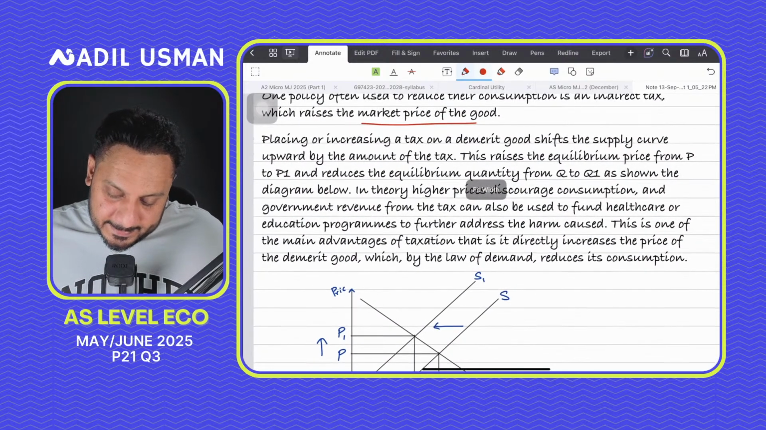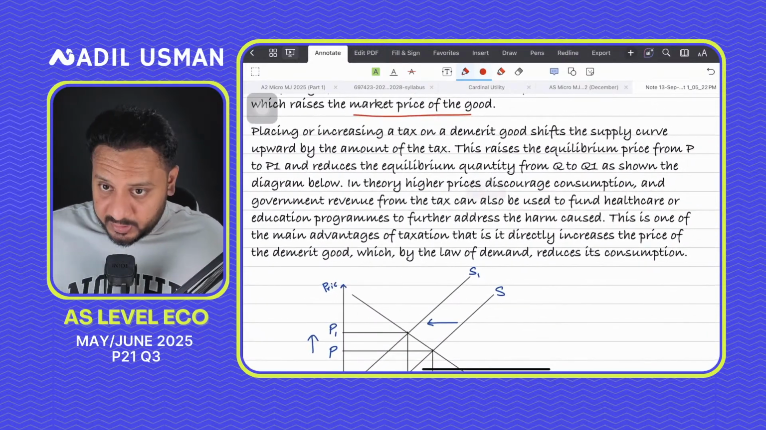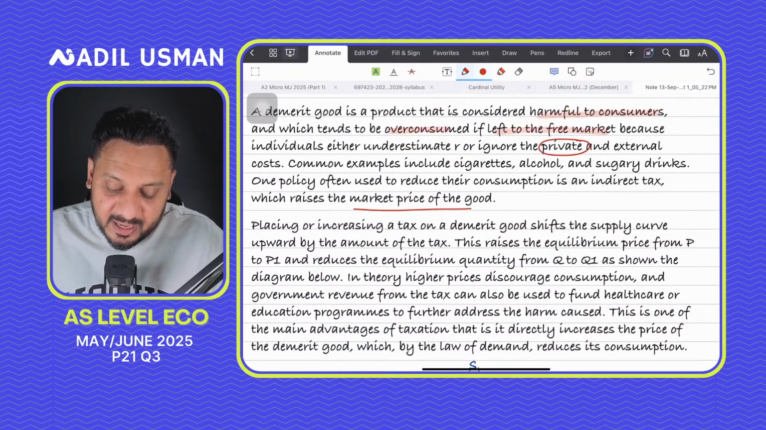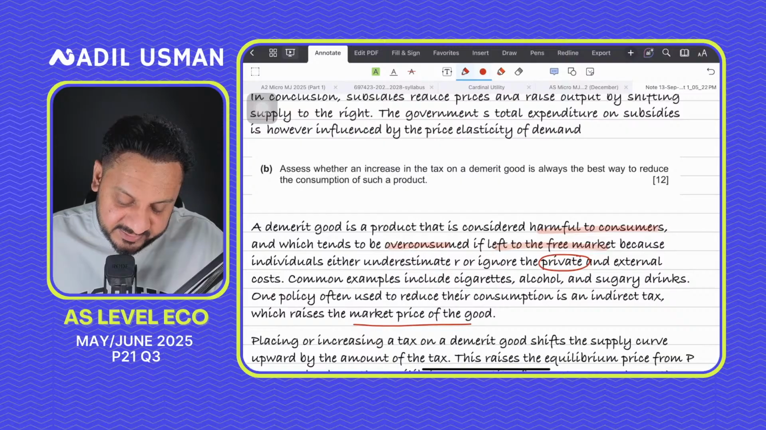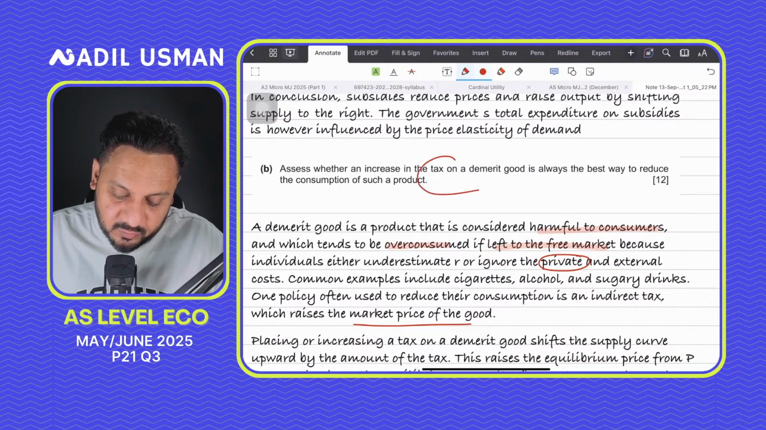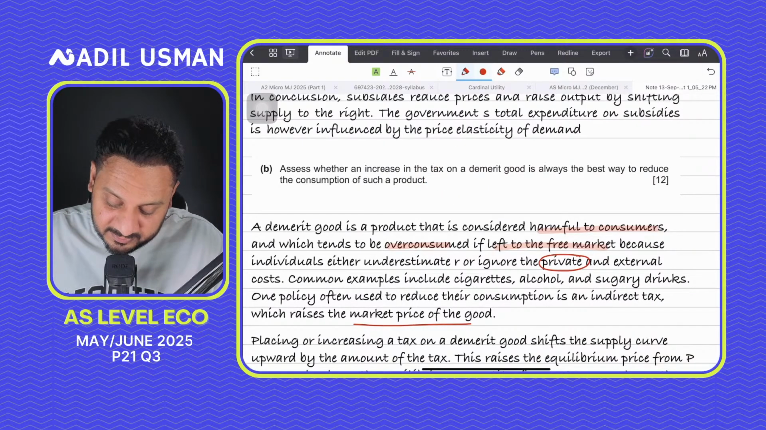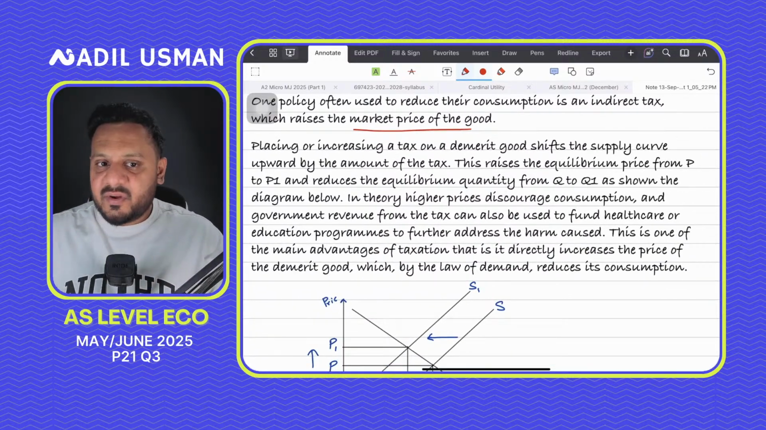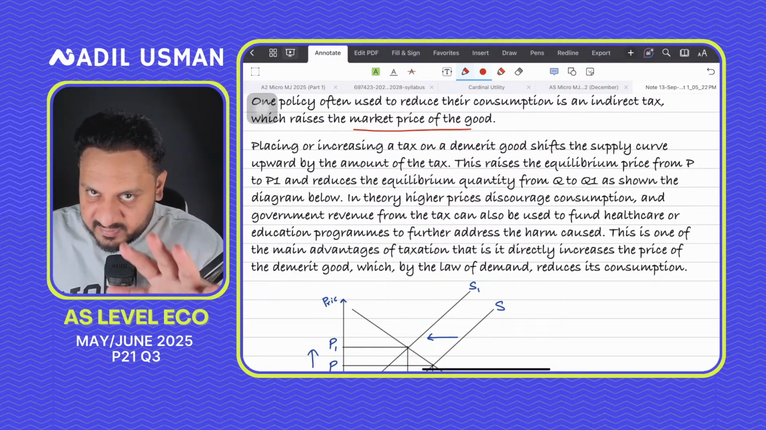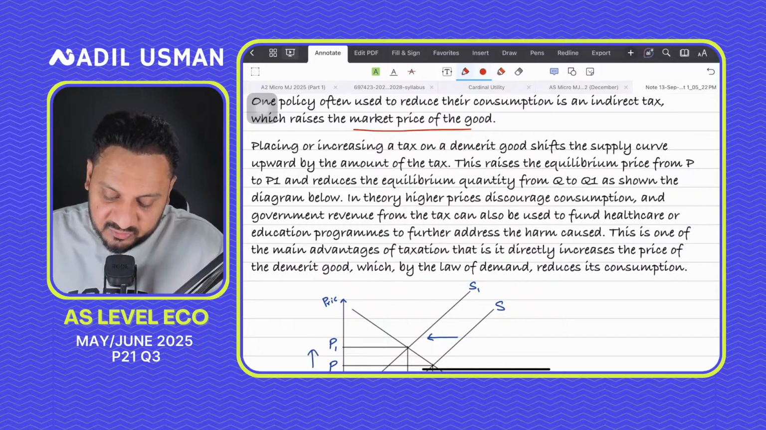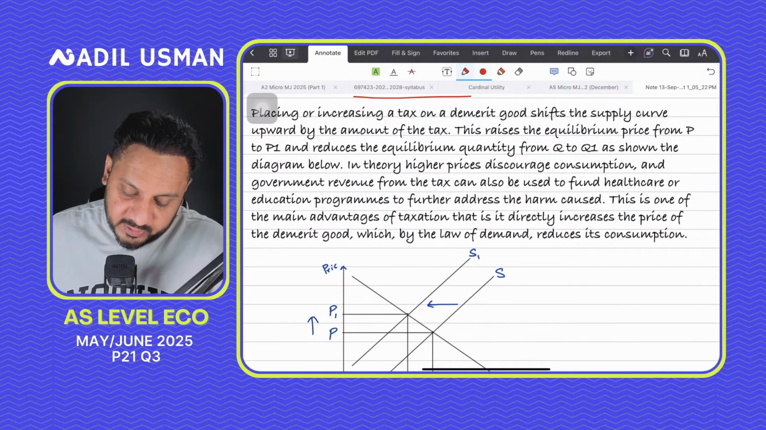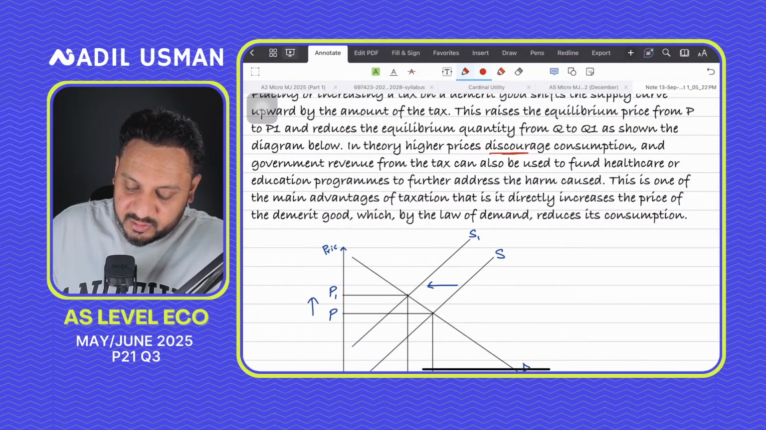So in economic theory, we know that higher prices would discourage consumption. You first have to tell that the question is saying assess whether an increase in tax works. You have to describe the process through which a tax on a demerit good would reduce consumption. Whether it is the best way or not, we will discuss in evaluation. So this raises the equilibrium price and reduces the quantity, and in theory higher prices discourage consumption.